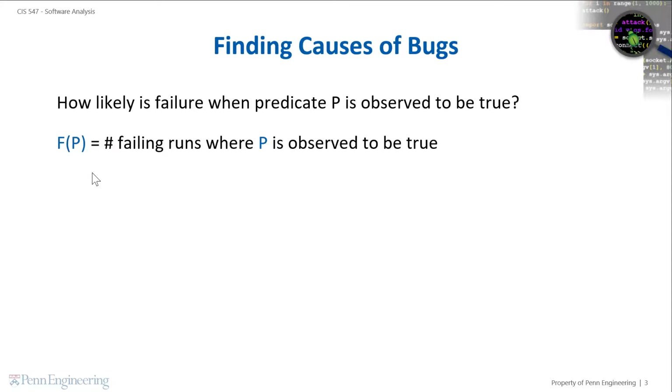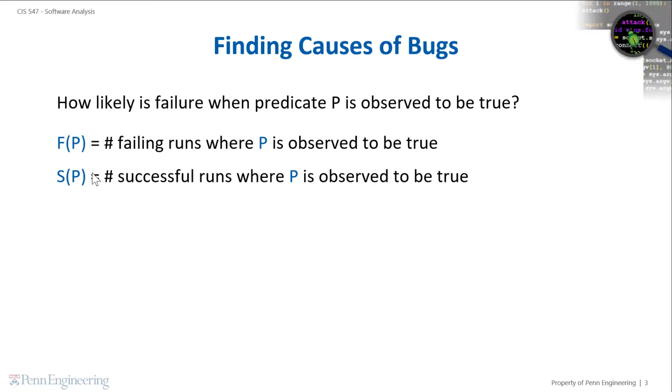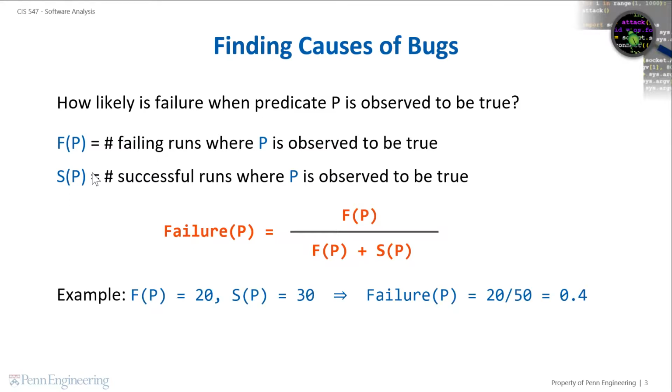Let f of p be the number of failing runs in which p is observed to be true. That is, p has a state of 1 or star. And let s of p be the number of successful runs in which p is observed to be true. Then, failure of p is the ratio of f of p to the sum of f of p and s of p. For example, if the predicate p were observed to be true in 20 failed runs and 30 successful runs, then failure of p would equal 20 divided by 50, which is 0.4.